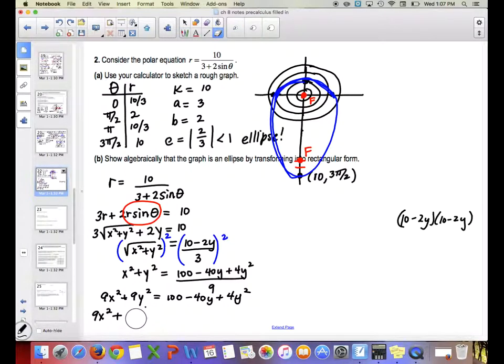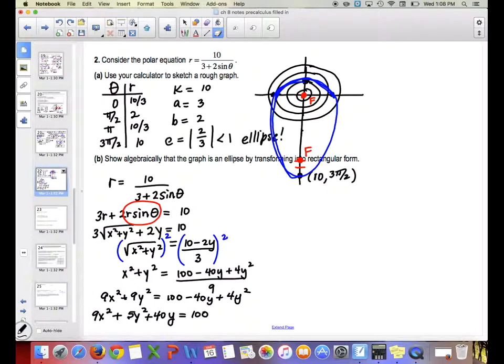So what do we get? 5y squared? I thought I had made this one nicer than the last one. Okay, 5y squared, and then plus 40y, right? Equals 100. So this one does not have those terrible fractions like the last one.